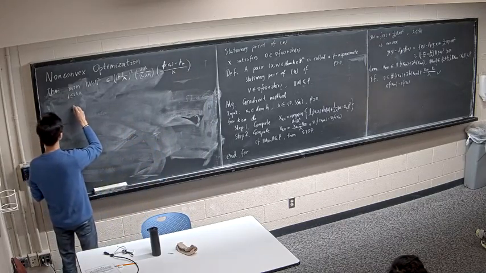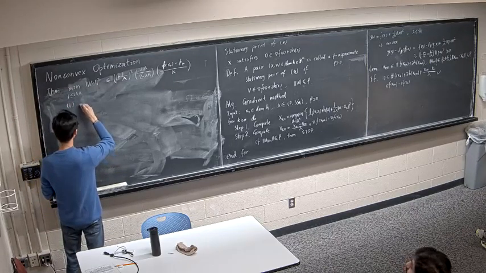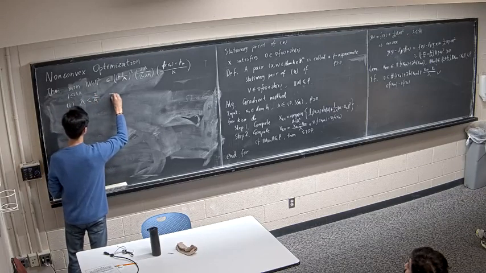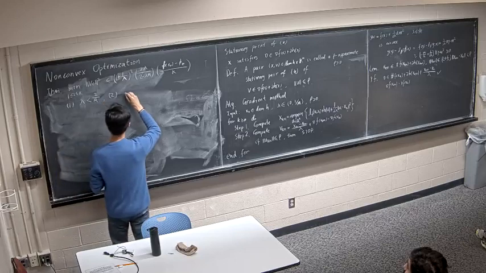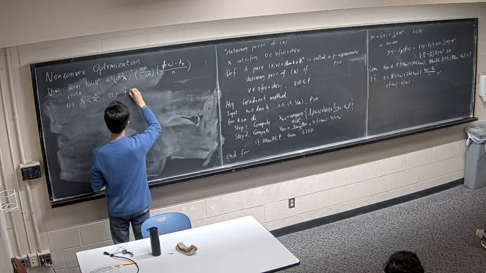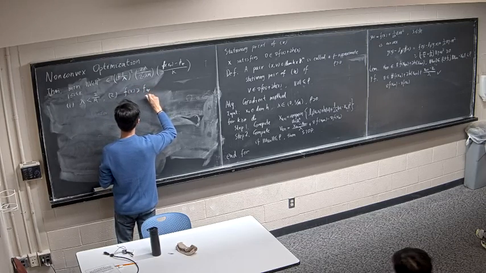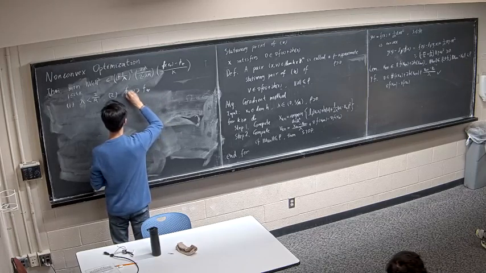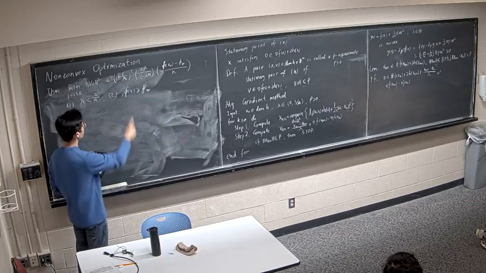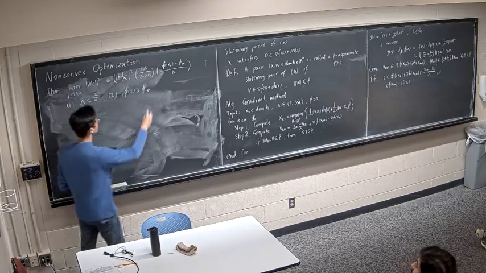Here we need two conditions. So we first need lambda to be smaller than 2 over m. And second, we need the function phi to be lower bounded from below by some phi star.